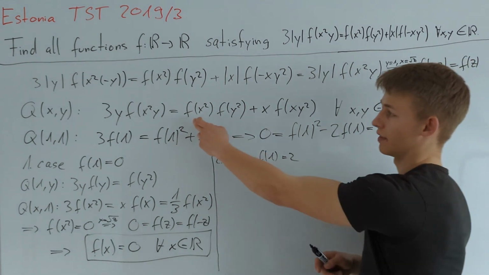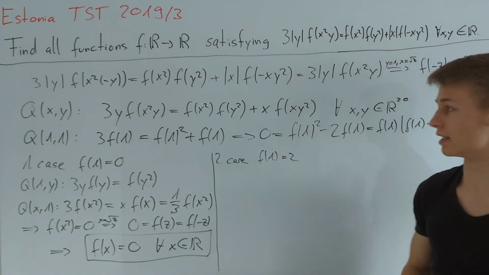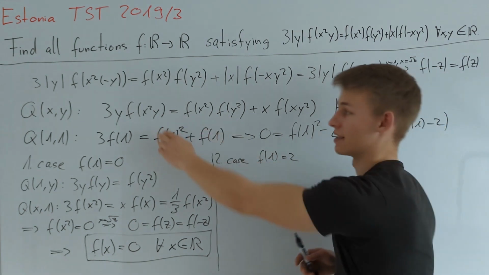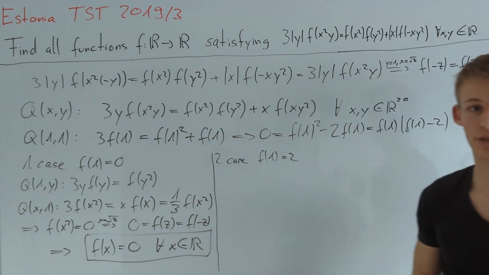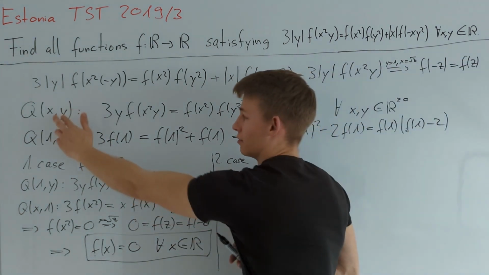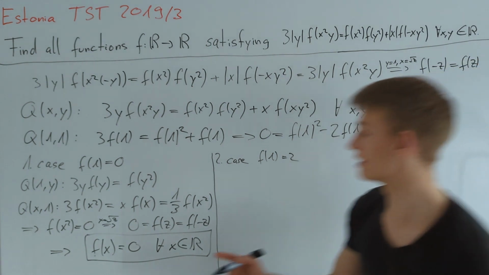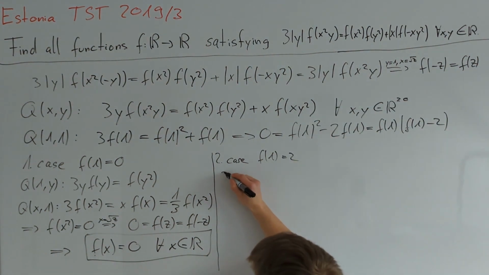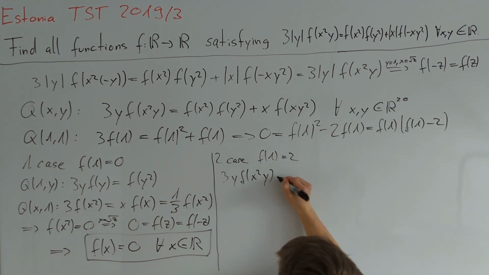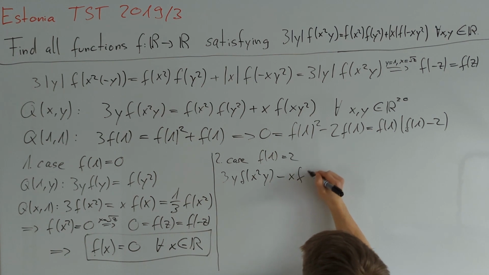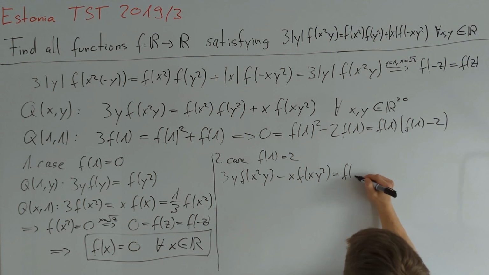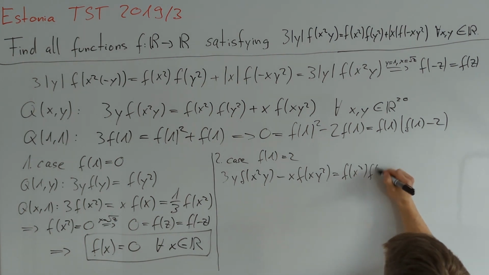Since the term f of x squared times f of y squared is symmetric in x and y, we know that if we bring x times f of xy squared to the left hand side, it must also be symmetric in x and y, and therefore our idea is to plug in y, x into the equation, and we get at first that 3 times y times f of x squared y minus x times f of xy squared is equal to f of x squared times f of y squared.